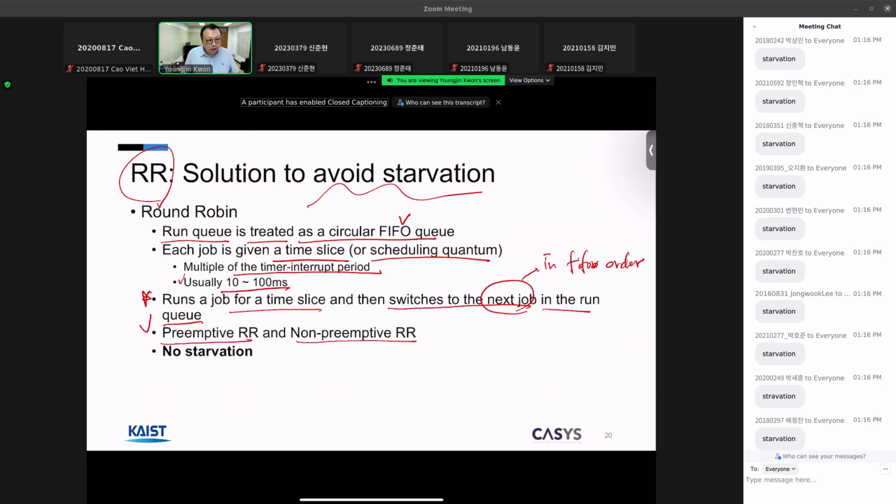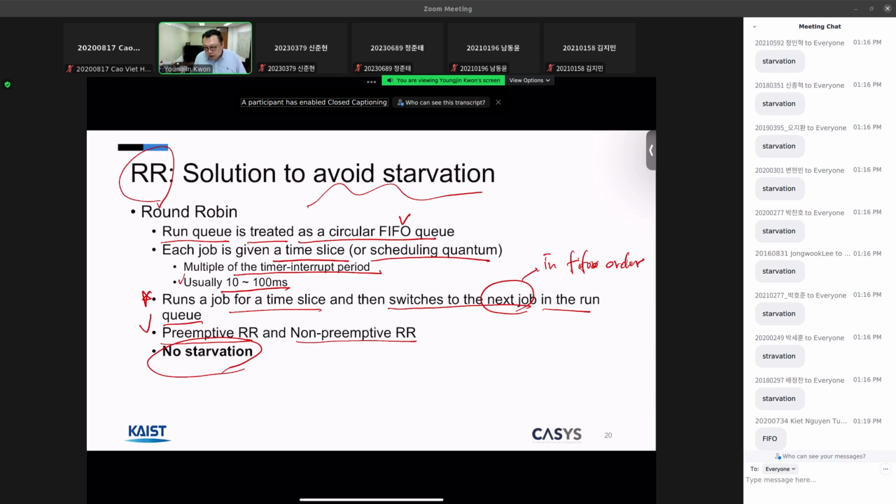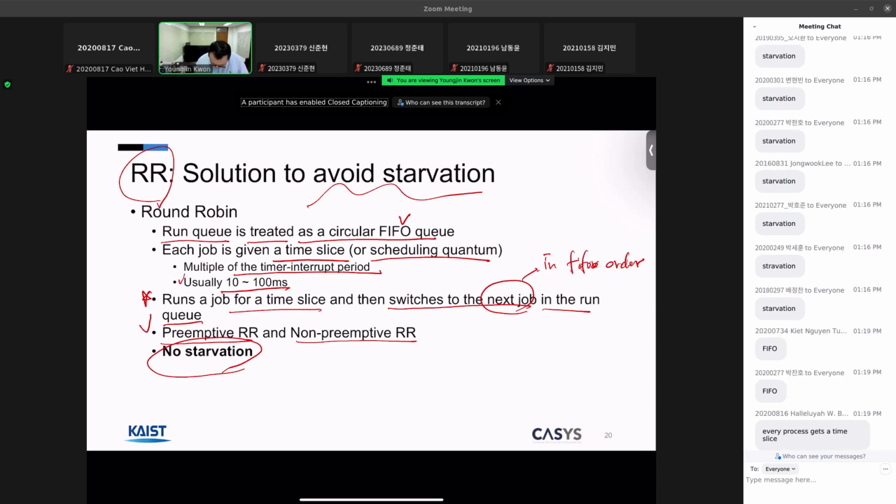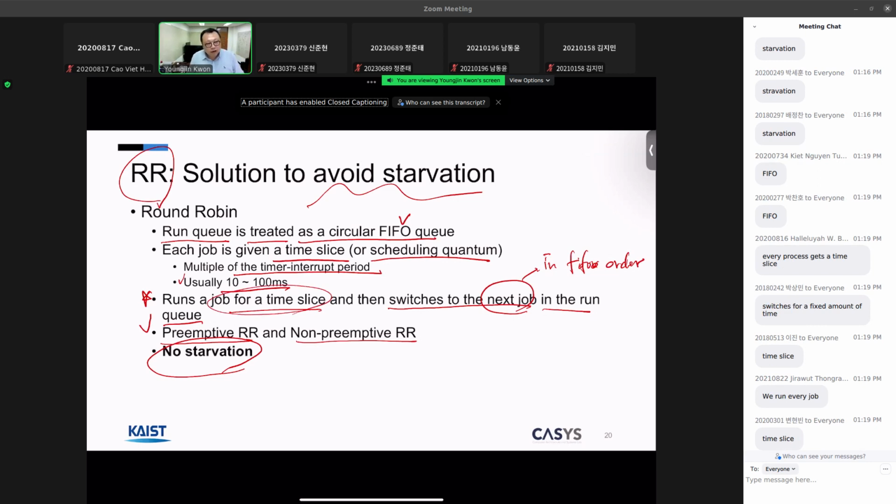Okay. Most importantly, round robin does not incur starvation. Why? Why does round robin not incur starvation? One mechanism actually allows no starvation. FIFO is also a FIFO-based order, but it always has some task with a fixed amount of time and then it yields and is scheduled out. So the time slice mechanism allows interleaving of tasks, which guarantees that there is no starvation.